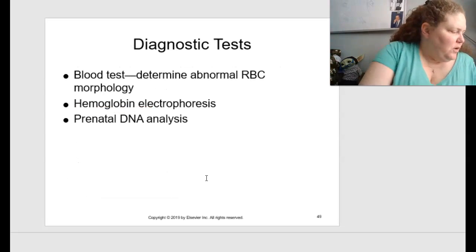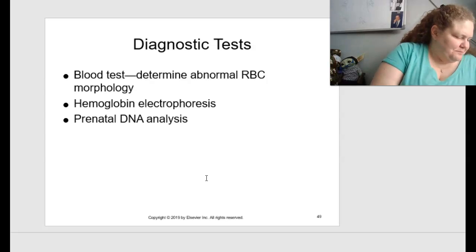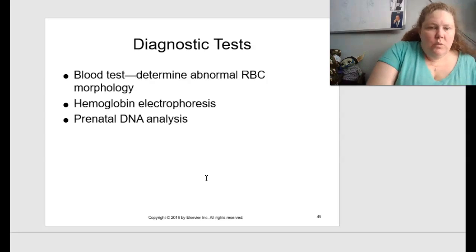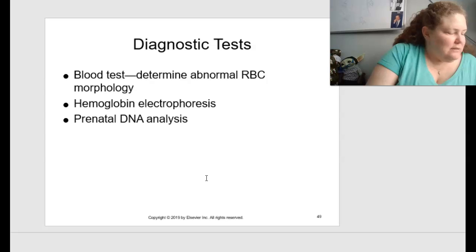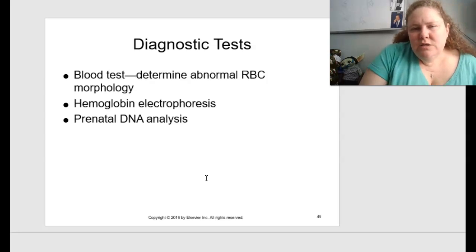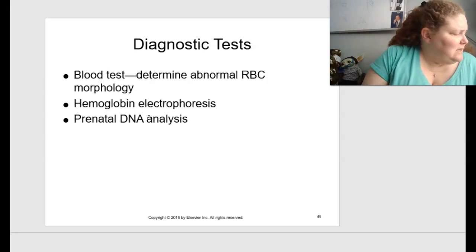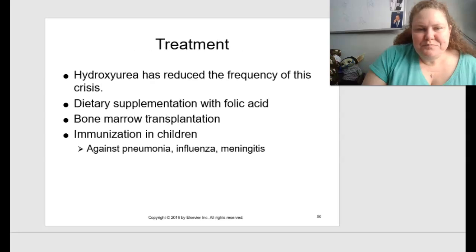So what do we use for diagnostic tests? Well, we are going to do red blood cell or blood smears, right? So when you look at a blood test, you can determine the abnormal red blood cell morphology, or the shape of those red blood cells. You can also do hemoglobin electrophoresis, and you can also screen prenatally to see if your child potentially is going to have sickle cell anemia.